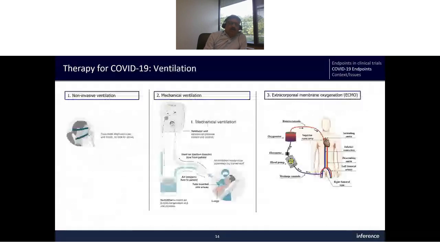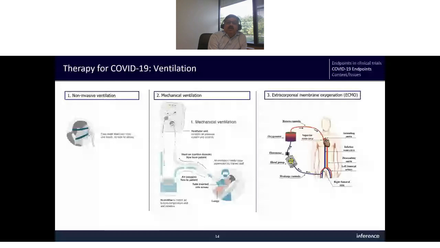Now, for ventilation, I'll just go quickly over this. There is mild, non-invasive ventilation on the left, which is basically a CPAP machine. Then you have the middle one, where oxygen is pumped into the lung and carbon dioxide is taken out. This is mechanical ventilation. Sometimes people use mechanical ventilation as an important endpoint, like time to mechanical ventilation, or what proportion of people go on to mechanical ventilation, etc.